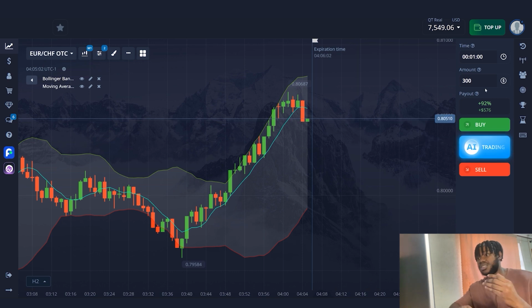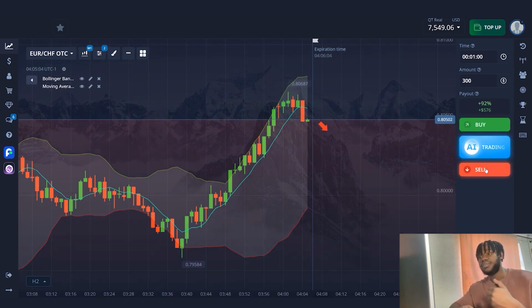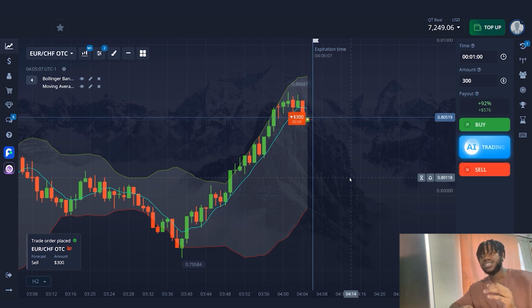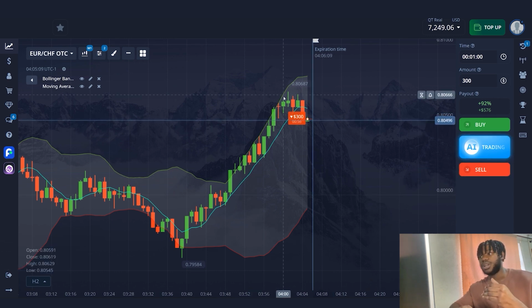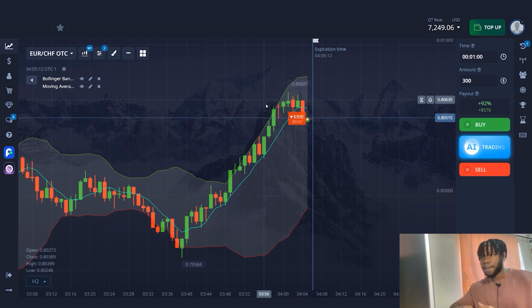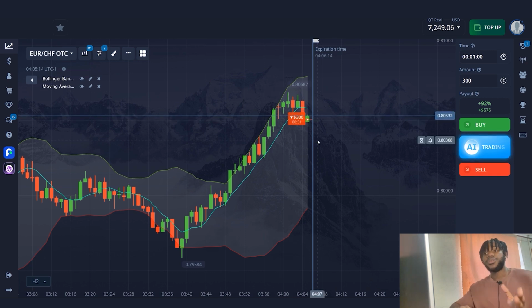The trade time remains unchanged and I'm going to keep the trade amount of $300. Now this time I think the price will decrease, so I press the red button to open a trade. Let's do it all over again.